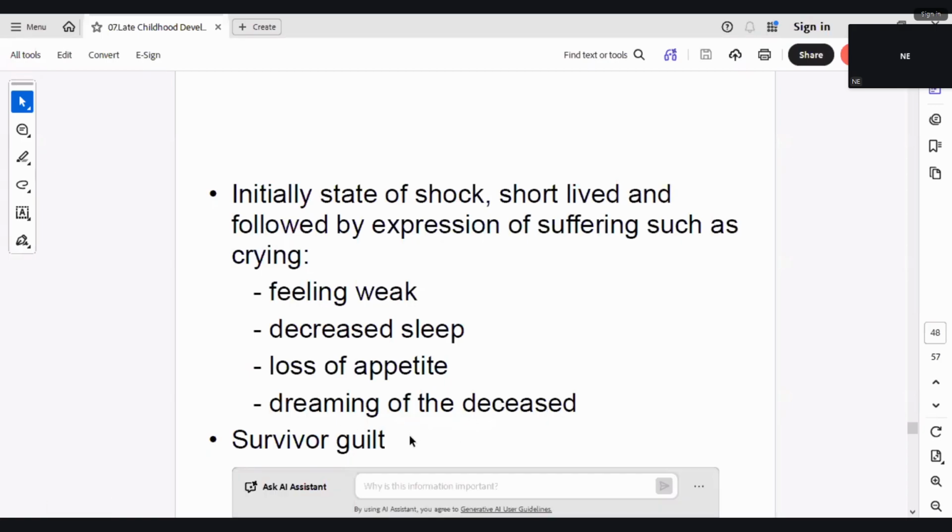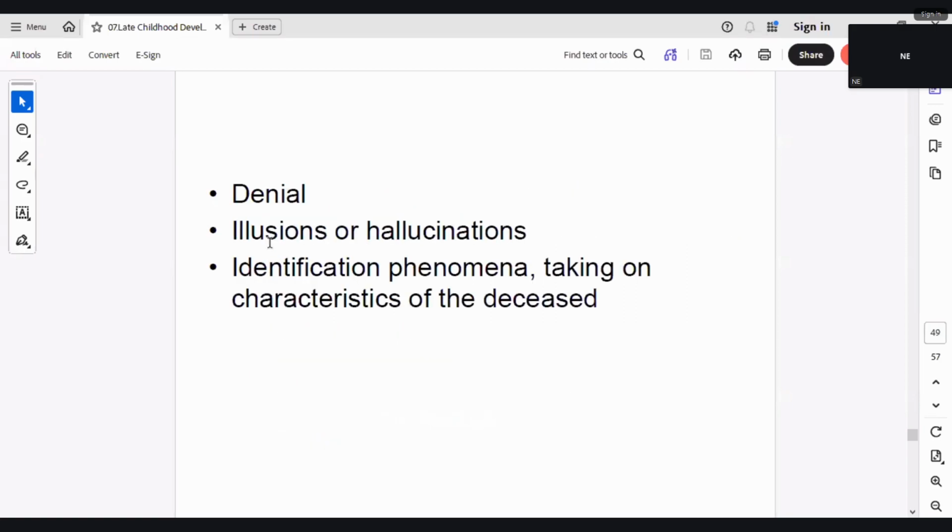Survival guilt happens when you're in the same situation as the person who passed and then you survived. Like a car accident, for example, where the person could be driving, but the one next to them is the one who died. And how guilty does that person feel, that they lost somebody and they were in the same situation. There could be denial. There could be illusions or hallucinations.